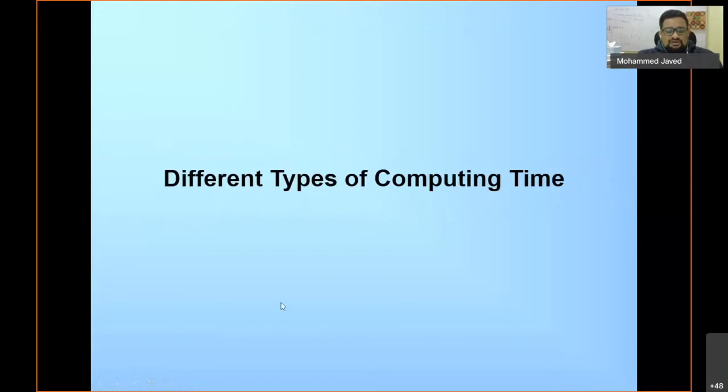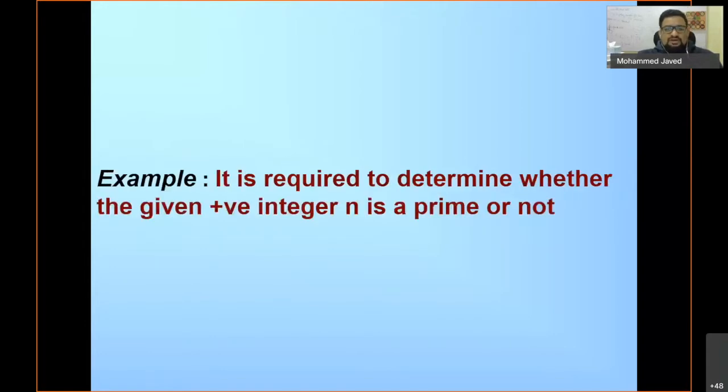Right. So here we will see different types of computing time for one particular problem. The problem of discussion here is that it is required to determine whether the given positive integer n is prime or not. Okay. So given a positive integer, my problem is to check whether the given number is prime or not.